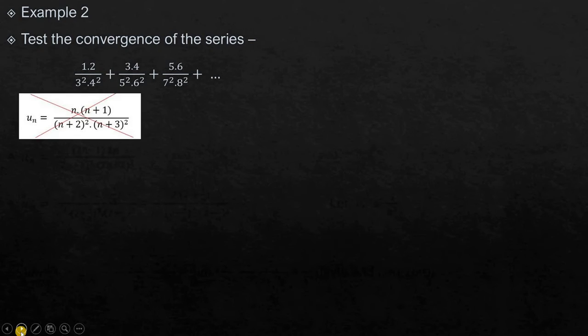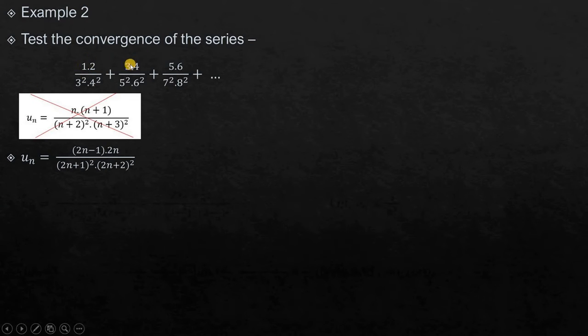So the most common mistake we make here is we write Un equal to n into n plus 1 upon n plus 2 whole square into n plus 3 whole square, by just seeing the first term. But if you look at the series carefully, we have a series 1, 3, 5, then we have 2, 4, 6, then we have 3, 5 and 7, and we have 4, 6 and 8. So our Un will not be this, but it will be 2n minus 1 into 2n upon 2n plus 1 whole square into 2n plus 2 whole square.